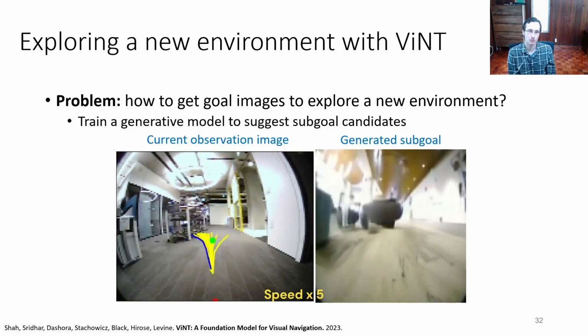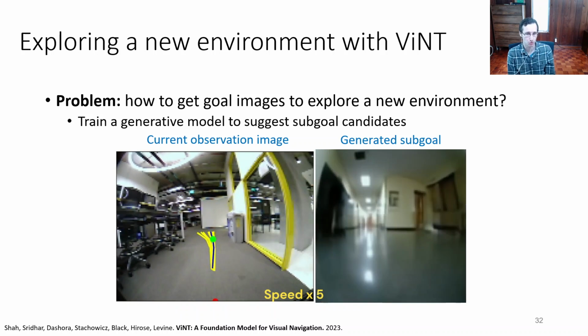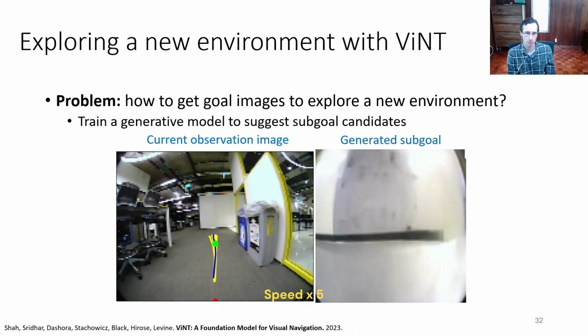Now, as you can see on the right, many of the samples from this diffusion model are not very good in the sense that they don't actually look like plausible images the robot could reach. Some of them are good, but some of them aren't. But ViNT is such a powerful model that when it's provided with a goal image that is not feasible, it simply defaults to some kind of reasonable collision-free navigation. And when it is provided with a reasonable sub-goal, then it follows it, and that drives exploration.